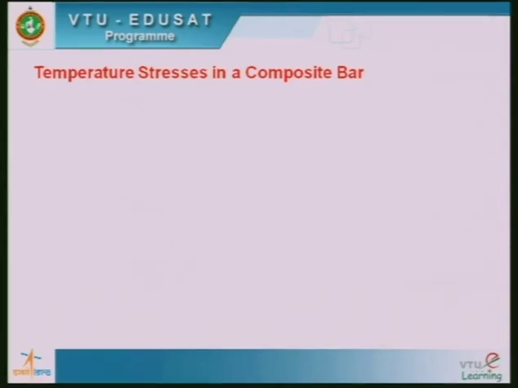Now the temperature stresses will also be there in a composite bar. Just like the stresses and strain that are produced due to mechanical loads or external loads in a single bar and a composite bar, in the same way we are studying the temperature stresses that are produced in a single bar and in a composite bar. So how do we calculate it?